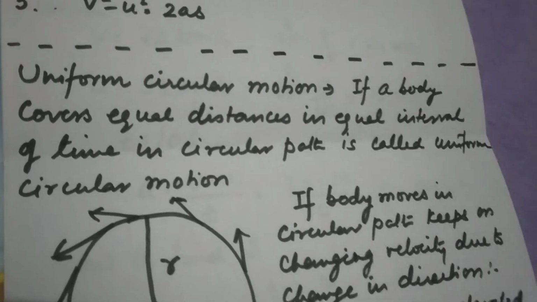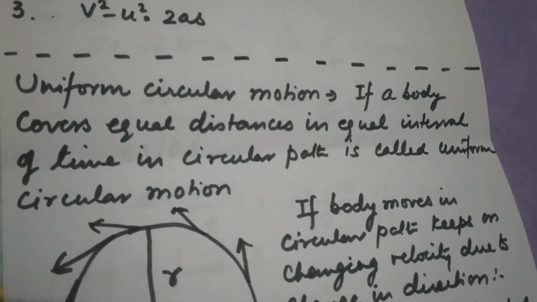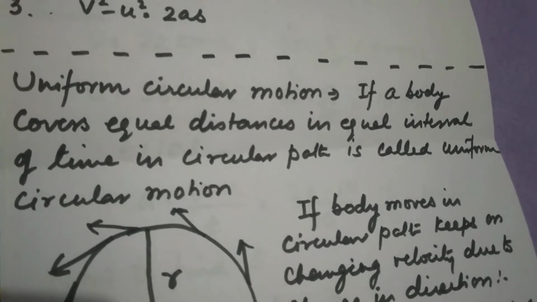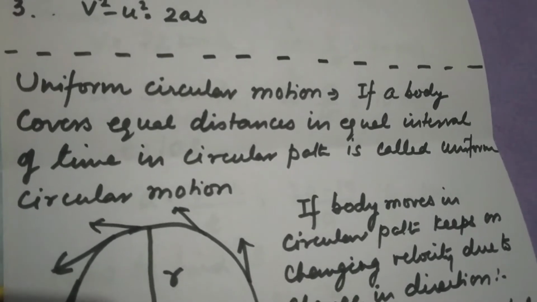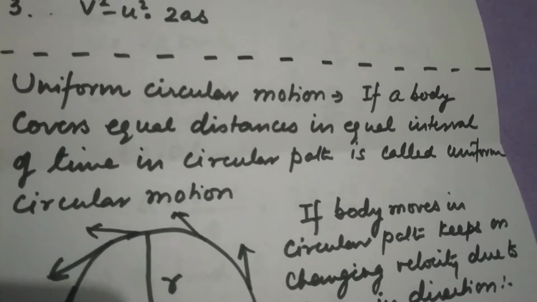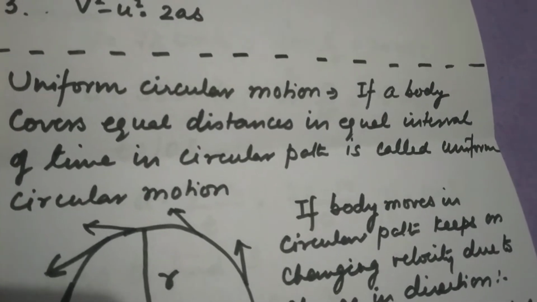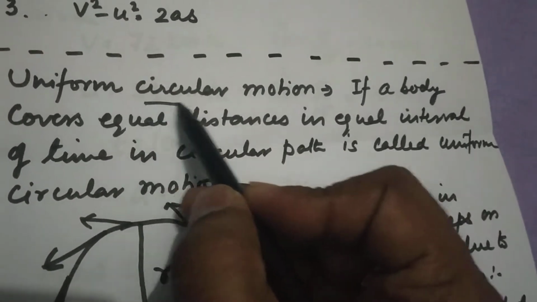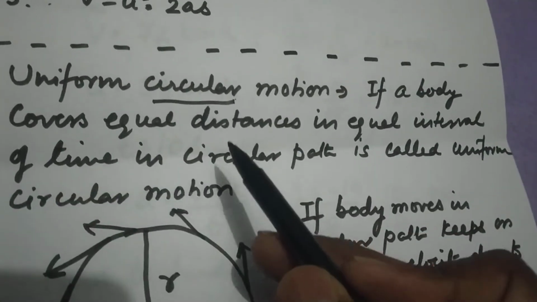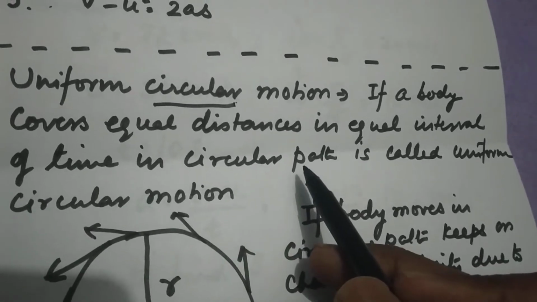So today we are coming to the last topic of the chapter, that is called uniform circular motion. I hope uniform motion is clear to everybody. What is uniform motion? Uniform motion is when the body covers equal distance in equal intervals of time. So we are going to add the word circular to it, if a body covers equal distances in equal intervals of time in a circular path.